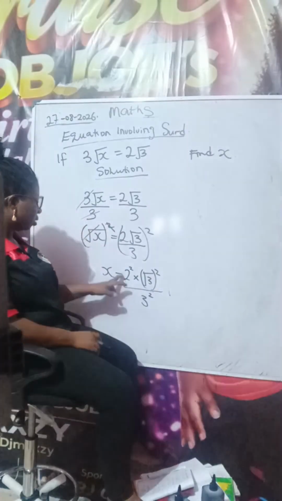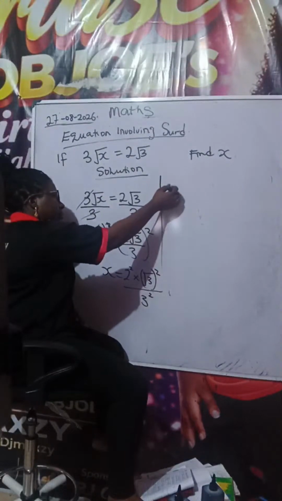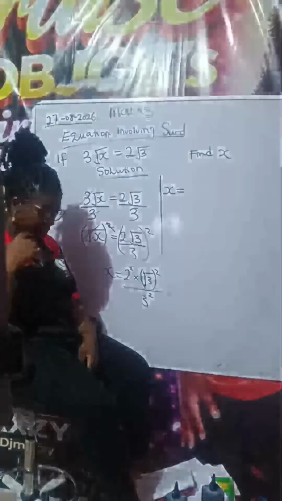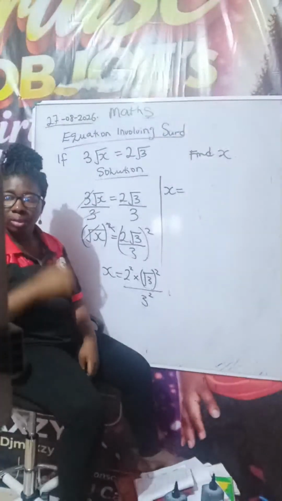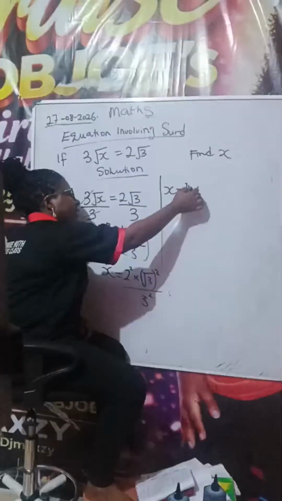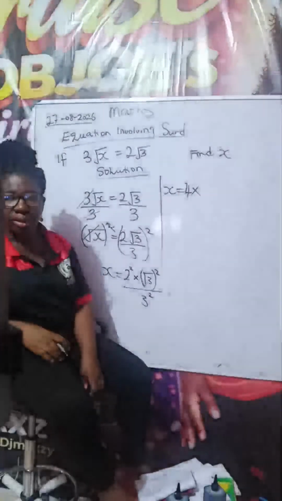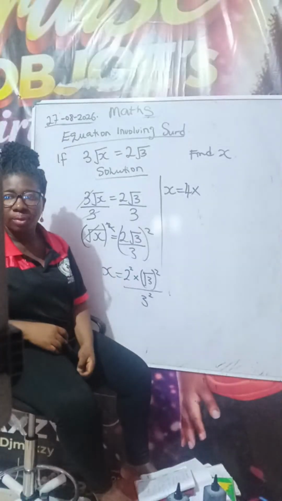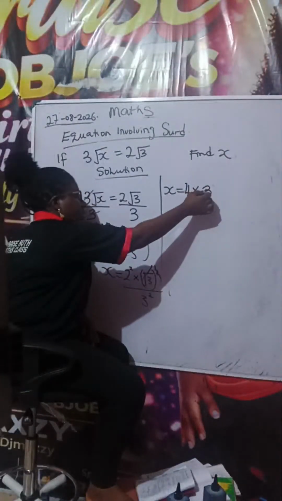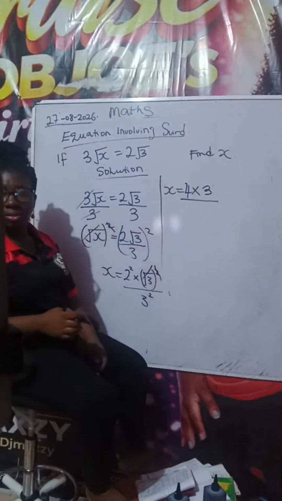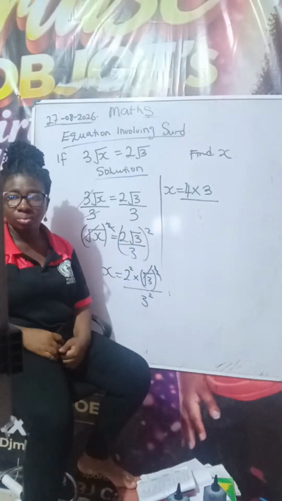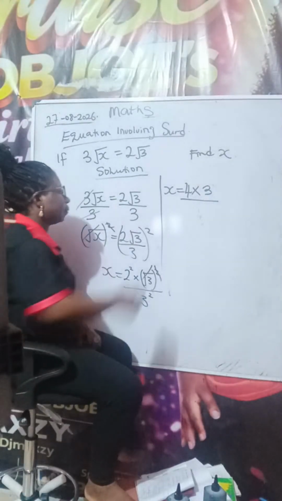Now, all we need to do is, what is 2 square? 2 square will give us 4, correct? So we have 4 times, now what is 3 square? The square will remove the root. So we have times 3 over, now what is 3 square? 3 square is going to give us 9.